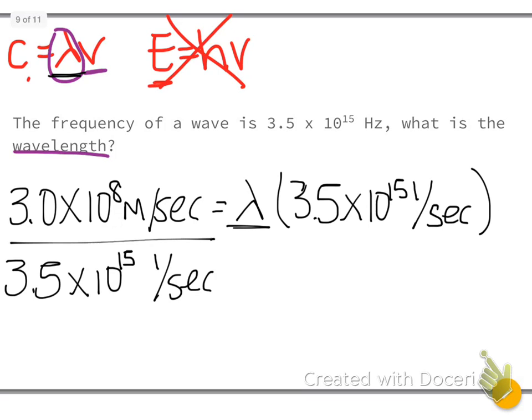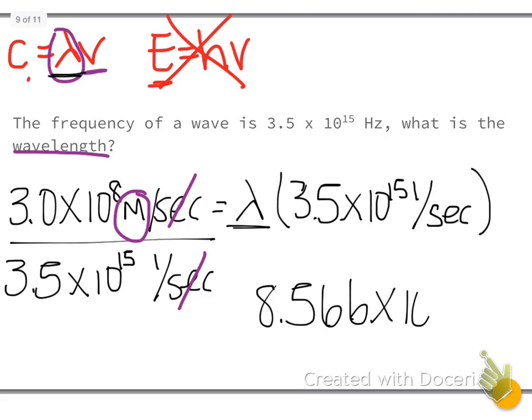And then once we do that math, we'll first look at your units. Your units of seconds are going to cancel. So we are left with meters. And I get 8.566 times 10 to the -8th meters. Now remember, a lot of the times if you type it in the calculator wrong, you will get this part correct. However, this part right here, you will not.